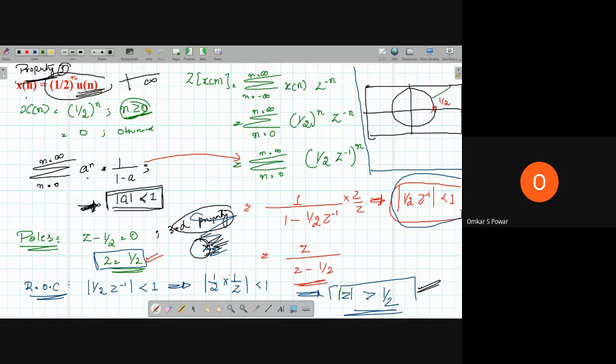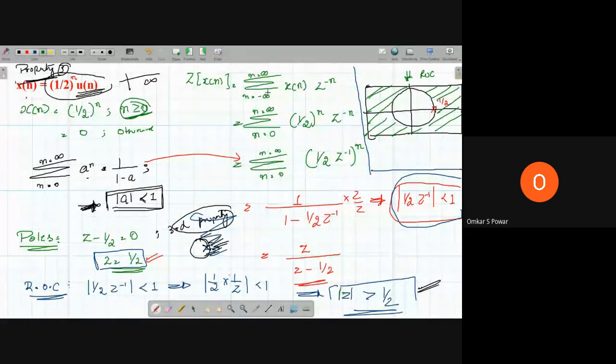So your ROC is this green region, whichever I am shading. So mod z is greater than half. So this is your ROC. Make sure you understand the things here. We will see the steps once again. What I have done: first I have substituted the formula. Z transform of x of n is equal to summation n varies from minus infinity to infinity x of n z to the power of minus n.